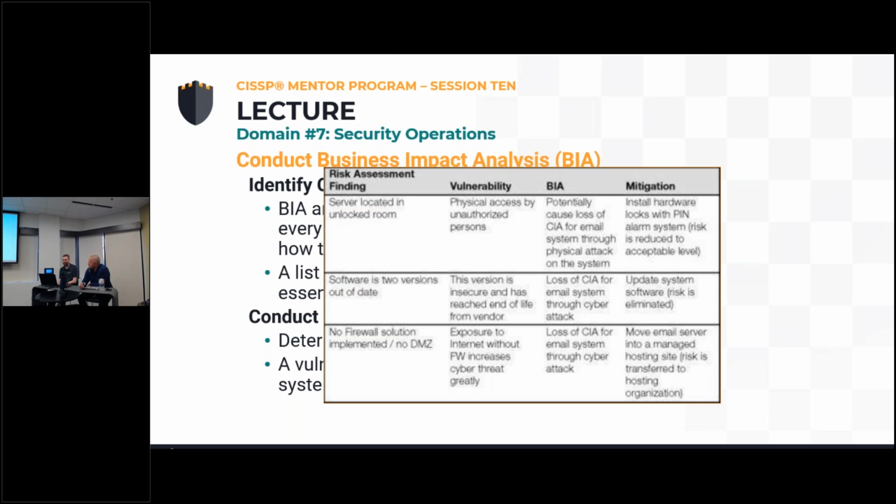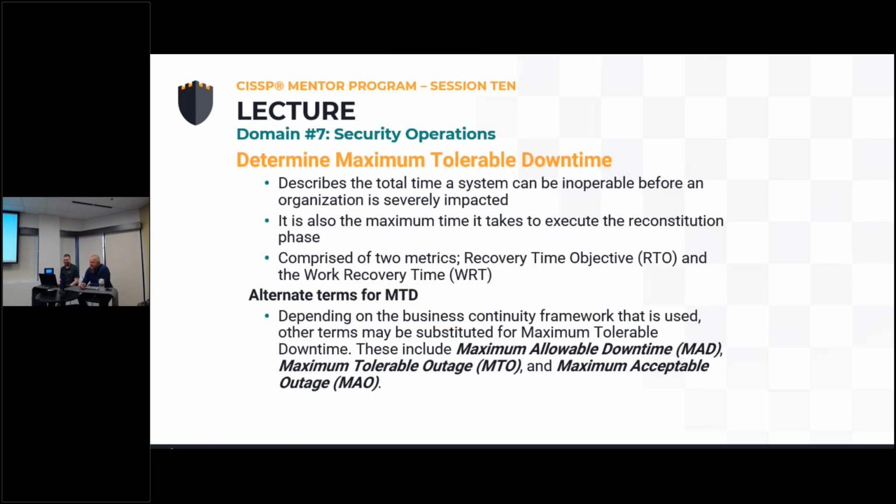What's the risk assessment? Can you get my fuzzy screenshots? I can't read that. Oh, there you go. Hey, look, there's words about it.